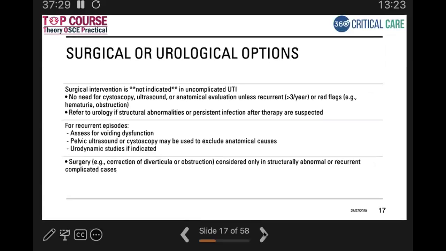Okay. Surgical options for an uncomplicated UTI, it's a no-no. You need not subject them to a cystoscopy, ultrasound, or any anatomical evaluation unnecessarily. When they are presenting to you recurrently, then you can refer to urology and you can do the ultrasound, voiding test, and urodynamic studies if indicated. Surgery only if there is an obstruction or something is grossly abnormal with the urological tract, like an anatomical abnormality. Unless otherwise, surgical interventions are not indicated for uncomplicated UTI.